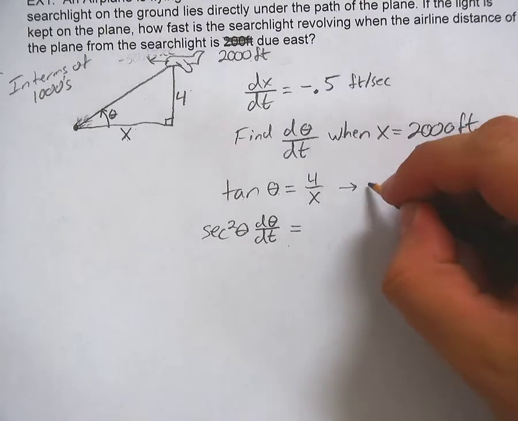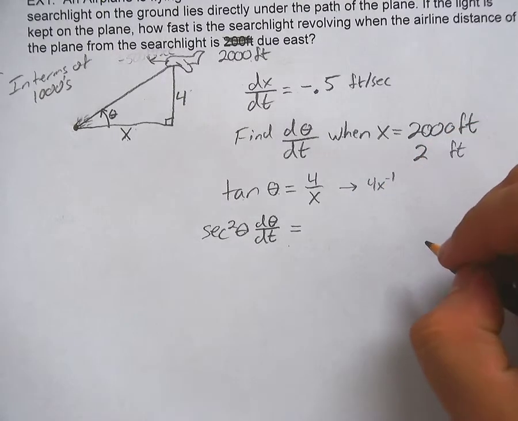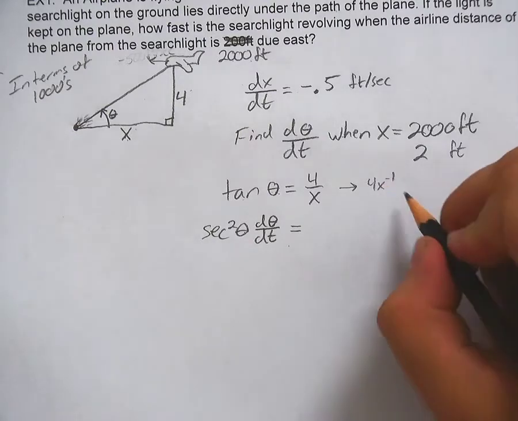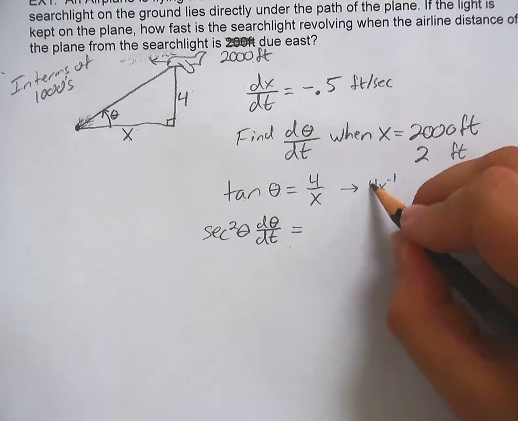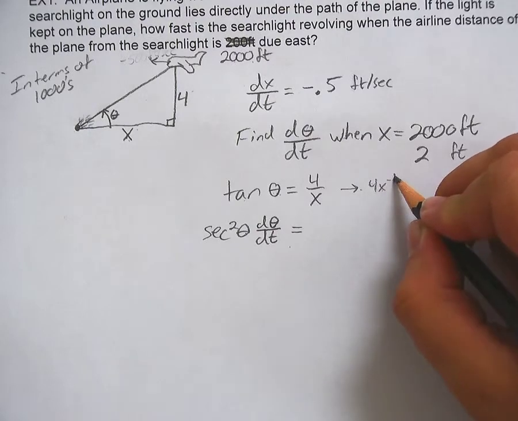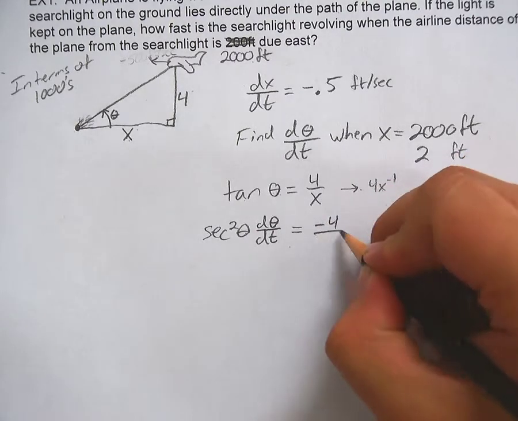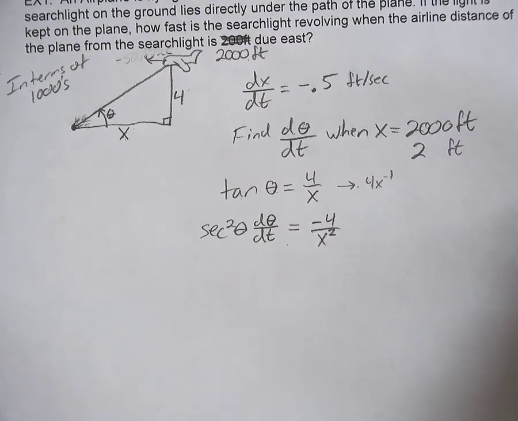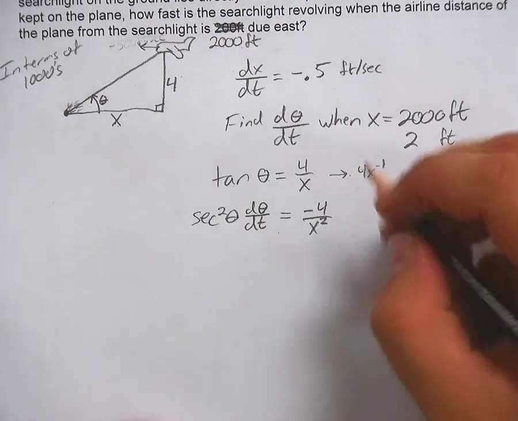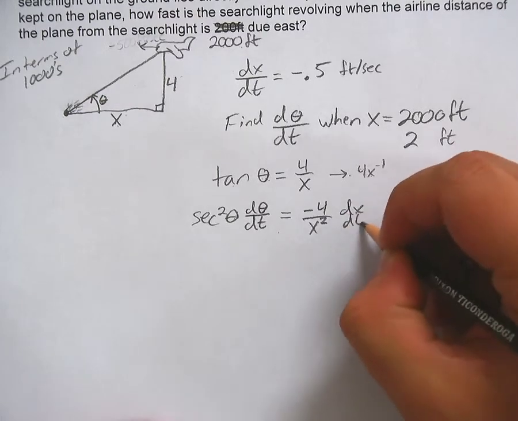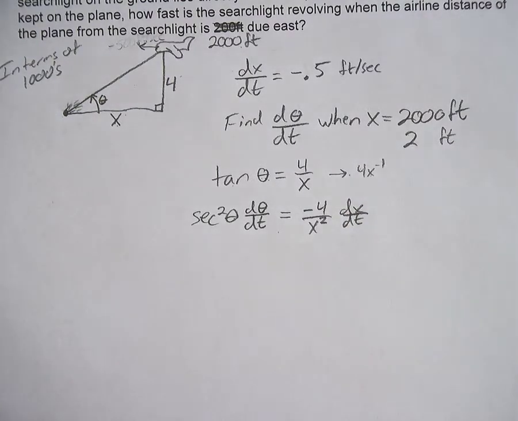This is the same thing as 4x to the negative 1, right? So just to save us some time, drop your negative 1, you get negative 4x to the negative 2. So how about just negative 4 over x squared? But since we took the derivative of x with respect to time, dx dt. Yahtzee! Okay, this is when things get a little weird. We took our derivative. Everything is with respect to time, so we need to make sure we have our d dt on there.